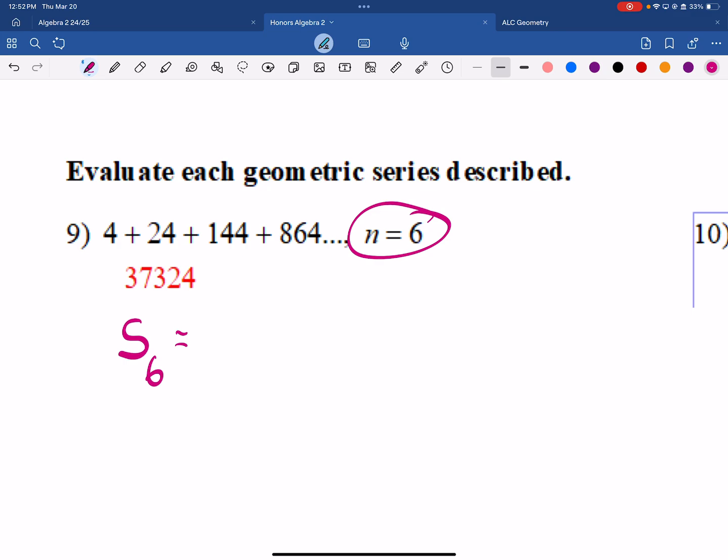We need to know the first term. We know that it's 4. And then it's 1 minus our ratio. We got to get from 4 to 24. It's times 6. So it's 1 minus 6 to the 6th power, all divided by 1 minus 6.